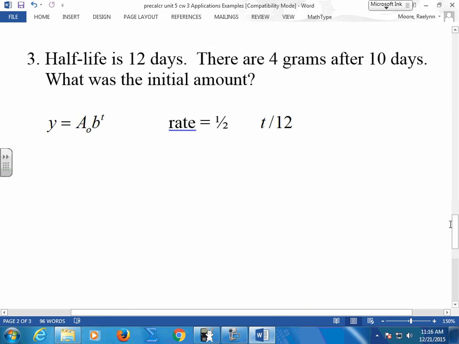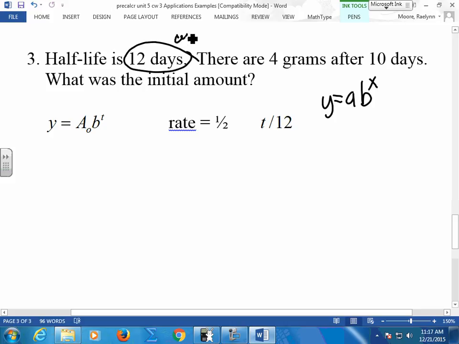Okay, and here's your favorite, half-life. A half-life means it decreases by half that amount every certain cycle. So again, you're going to start like this. And your half-life is 12 days. This is your cycle. There are 4 grams after 10 days. What was my initial amount? What did I start with? So where does the 4 belong?